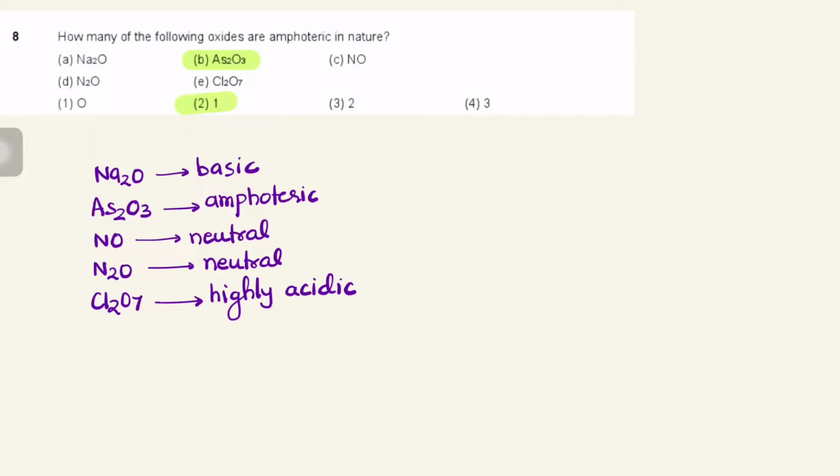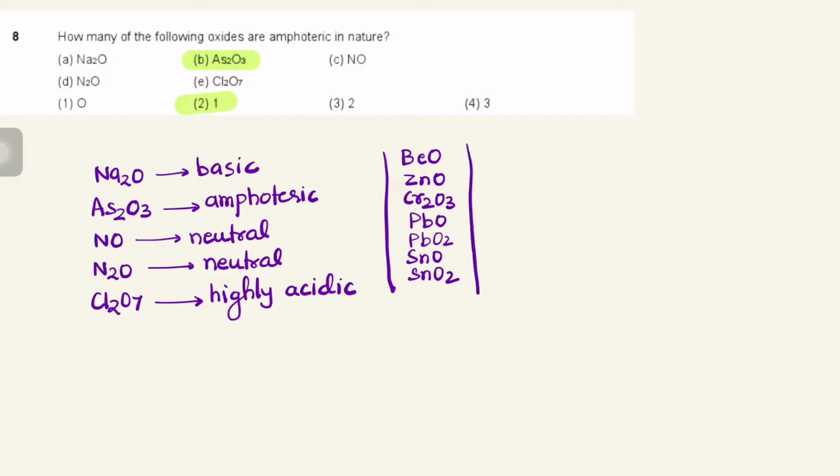Some other amphoteric oxides that you should remember are BeO, ZnO, Cr2O3. Then you can remember PbO, PbO2, SnO, SnO2. These all are amphoteric oxides. Neutral oxides are basically NO, CO, N2O. These all are neutral oxides. Okay, so let's move to the next question now.